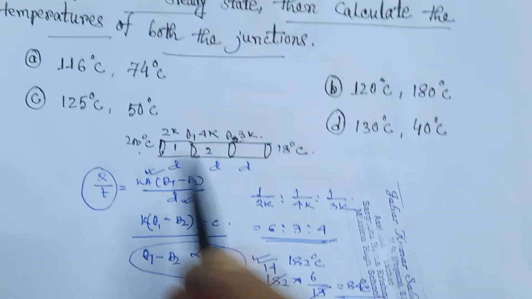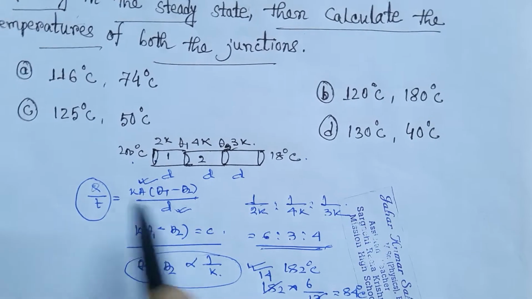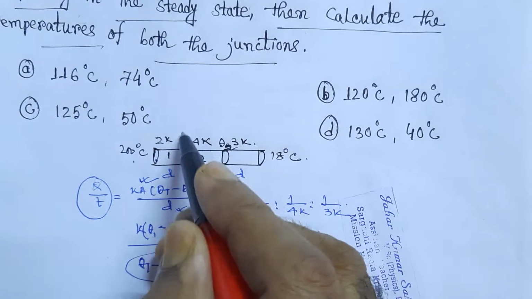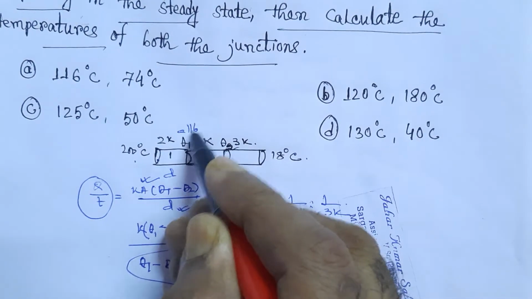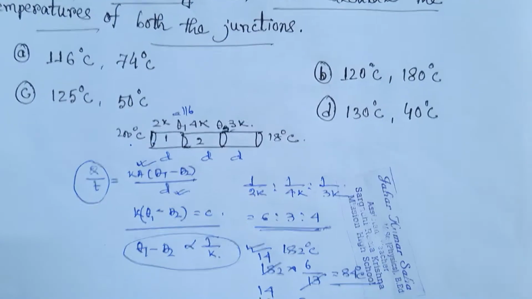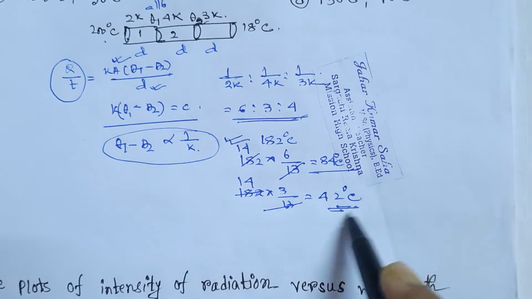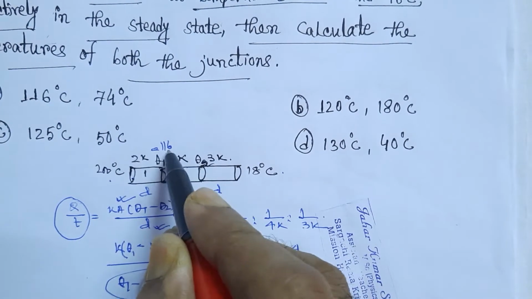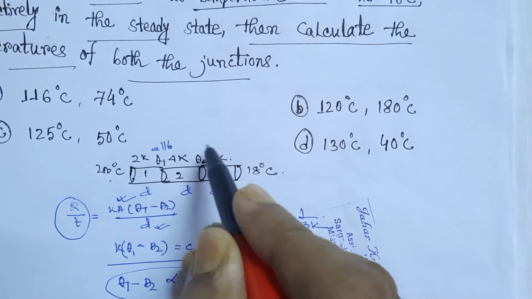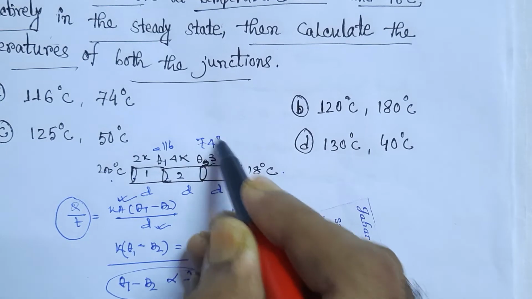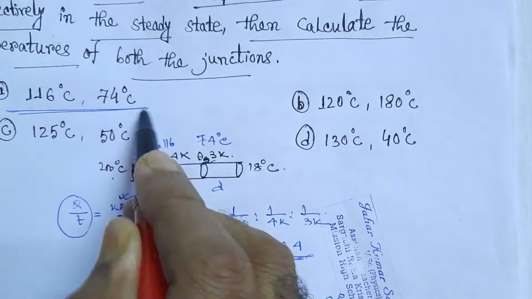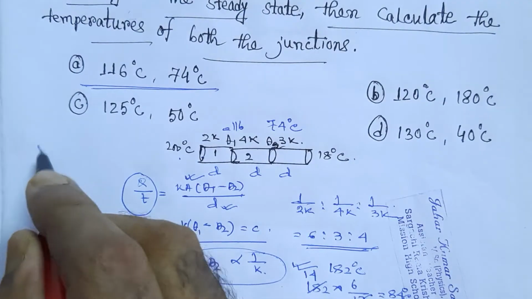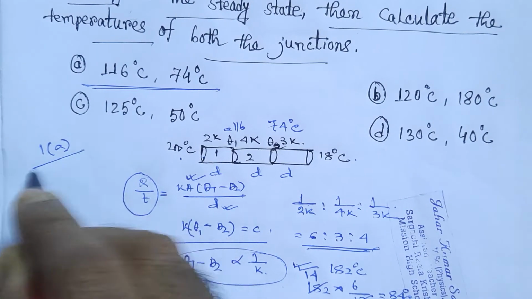Then 200 minus 84 is 116 degrees centigrade. θ1 is 116 degrees centigrade. And the temperature difference between the two ends of the second rod is 42 degrees centigrade. So θ2 is 42 degrees lesser than 116, that is 74 degrees centigrade. So option A is the correct option. So the correct answer of question number 1 is A.